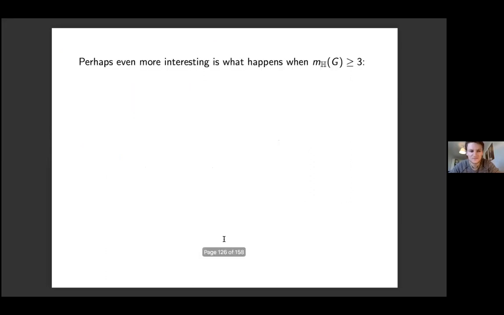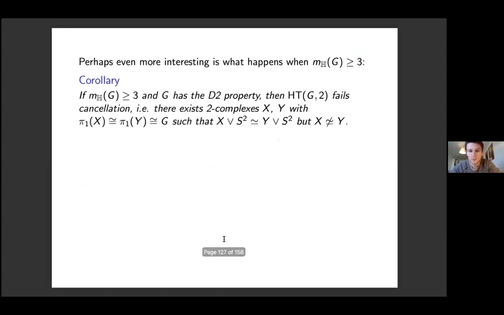Okay. But perhaps what's even more interesting is the case where MH of G is at least 3. So the first corollary is that if MH of G is at least 3 and G has the D2 property, then this tells you that HT of G2 fails cancellation. In other words, there exist 2 complexes which are equivalent after a wedge, but not homotopy equivalent. So in other words, if you have the D2 property, then you always have exotic presentations.